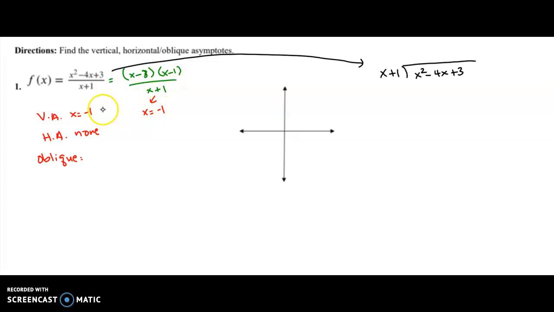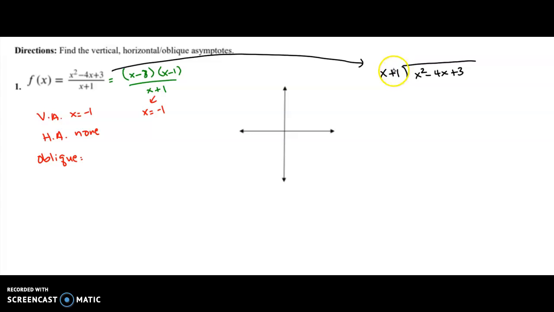The vertical asymptote is at x equals -1. Remember, the vertical asymptote always comes from the denominator, and so I solve x plus 1 equals 0, and I get -1. There is no horizontal asymptote because the degree is higher in the numerator. Now, this is where I'm going to go over step by step how to do polynomial long division.